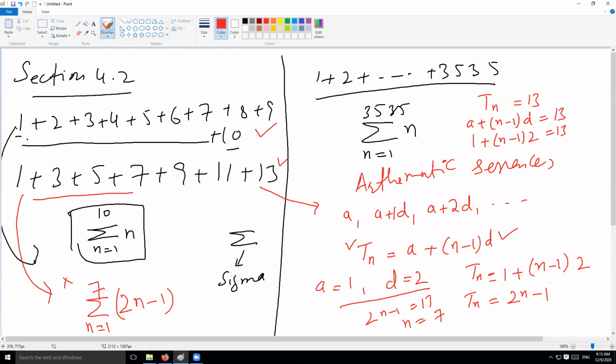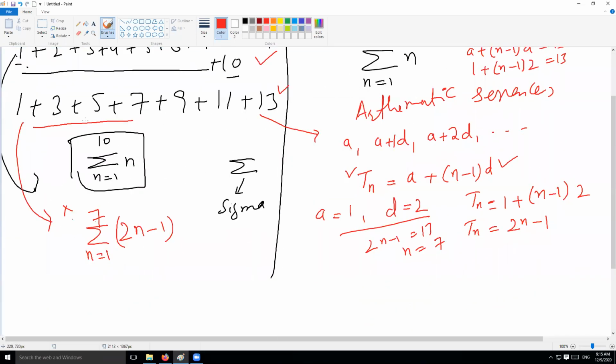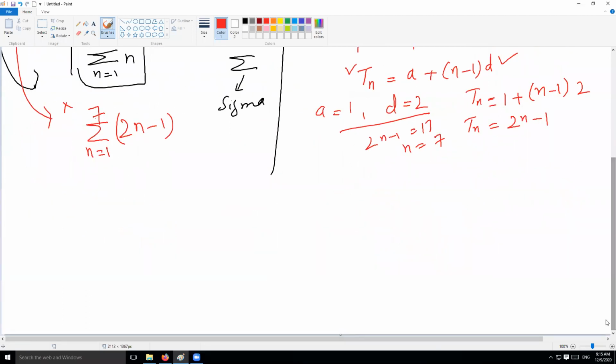So that's how you have to write these sums in the new notation. Let me give you some more examples. How about if the sum is not starting from 1, but say the sum is starting from 15? The same sum, 15 plus 17 plus 19 plus 21 plus, say, 23, and so on and so forth. I want to write this in compact notation.